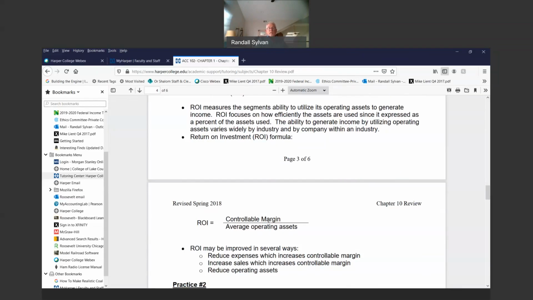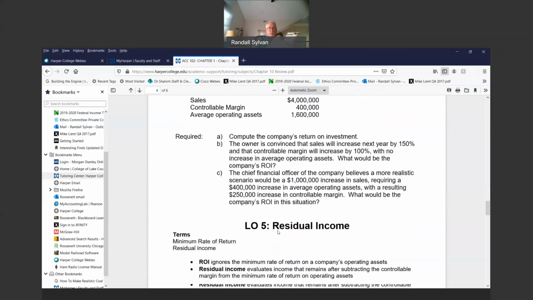So if you reduce expenses up here, your controllable margin goes up, which will increase your ROI. If you reduce these operating assets, the same thing would happen. Your controllable margin over your average operating assets goes up. And so you may see some questions talking about that. Okay, so there's a couple of practice problems.